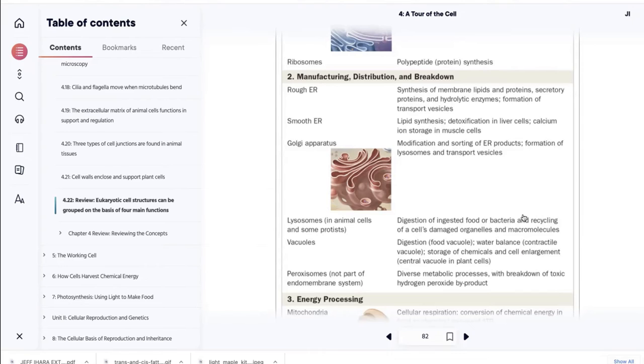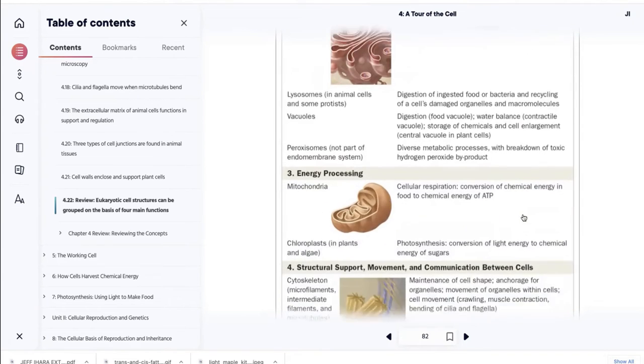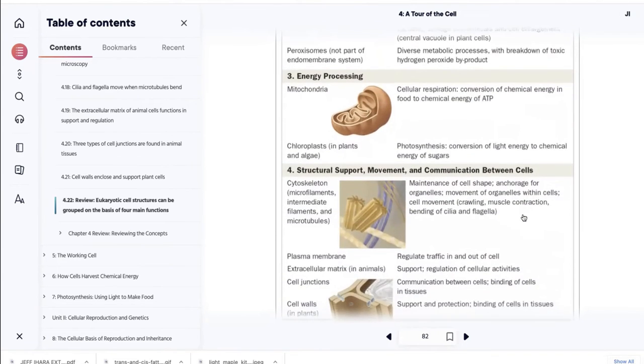In other words, it doesn't really make sense for you to think of the rough ER and mitochondrion as being related, even though they're subcellular organelles inside of both animal and plant cells, right? No, mitochondria has its own functionality. It's related to energy processing. And in plants, we also have chloroplasts, right? And we get to this later on in this unit.